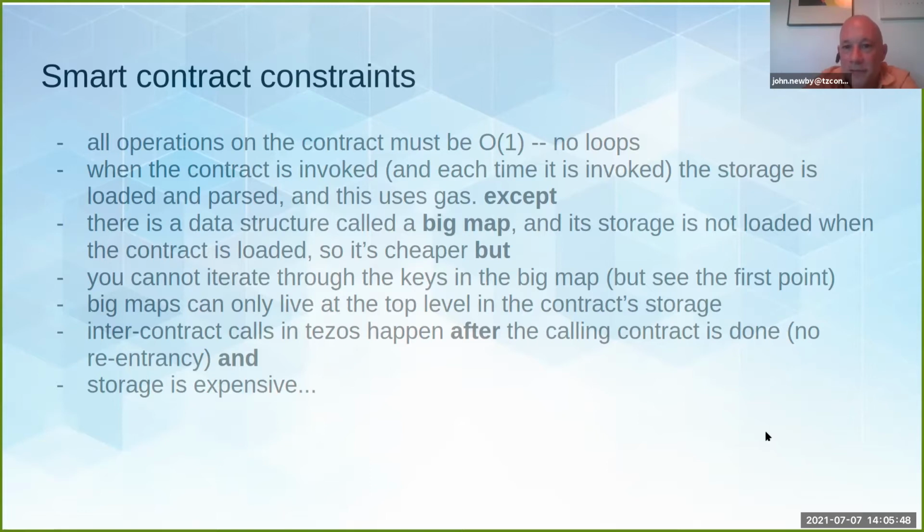When the contract is invoked, and every time it's invoked, the storage is loaded and parsed, and this uses gas, except for a data structure, which is called a big map, which is loaded on demand and is cheaper. But you cannot iterate through the keys in the big map, and they can only live at the top level in the contract storage. Inter-contract calls in Tezos happen after the calling contract is done, and storage is expensive.